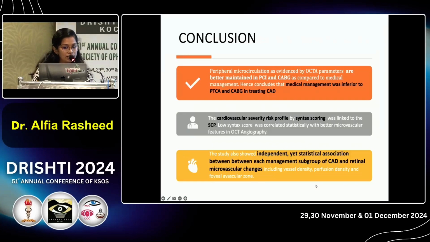So we concluded that medical management was inferior to PTCA and CABG in treating a CAD patient, and the severity risk score by SYNTAX scoring was linked to the superficial capillary plexus in the OCT angiography. And there is an independent yet statistical association between each management subgroup of the CAD and the retinal microvascular changes in the OCT angiography.